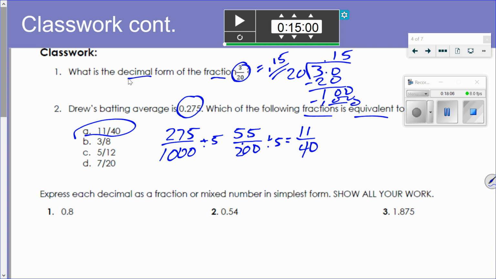Now, quick side note. If you saw you could do it by 25, you can do it in one step. But quite frankly, doing mental math, it's easier to do 5 twice than to try to think about what 25 would do. So sometimes, even though there are bigger numbers out there, use the easy ones.